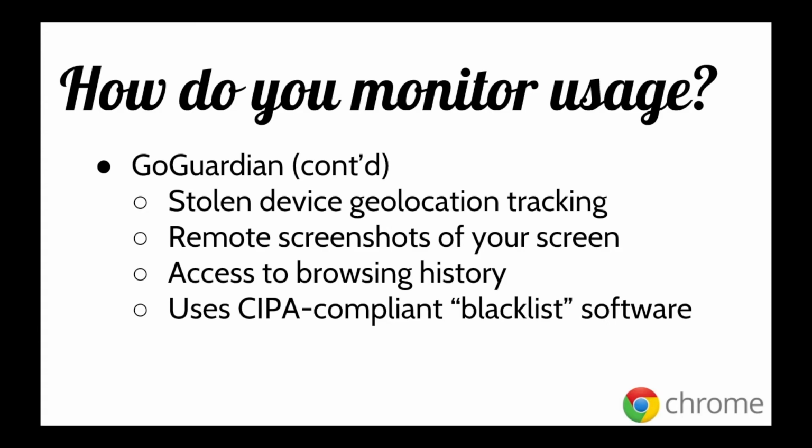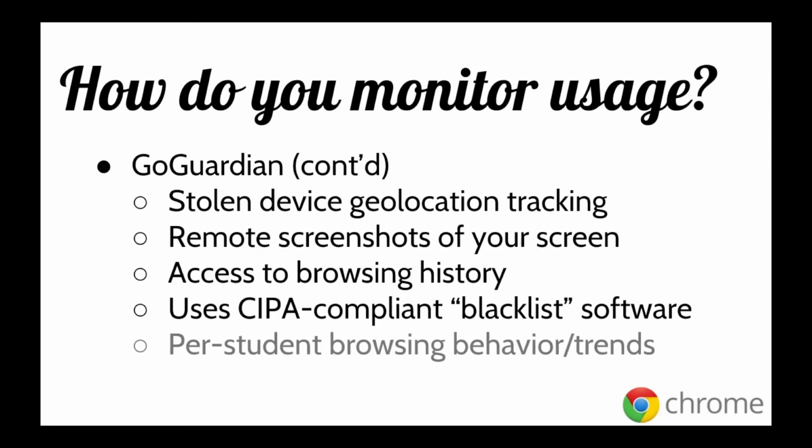And GoGuardian uses CIPA compliant, that's Child Information Privacy Act compliant, blacklist software, which means it's blocking anything that has landed on a federally generated blacklist. So sites that minors, that children should really not be on, GoGuardian automatically blocks those. So we do have two layers of filtering software. We have our standard content filtering software, and then we have this second layer known as GoGuardian. And then again, we can look at browsing behaviors, browsing trends on a student-by-student basis.